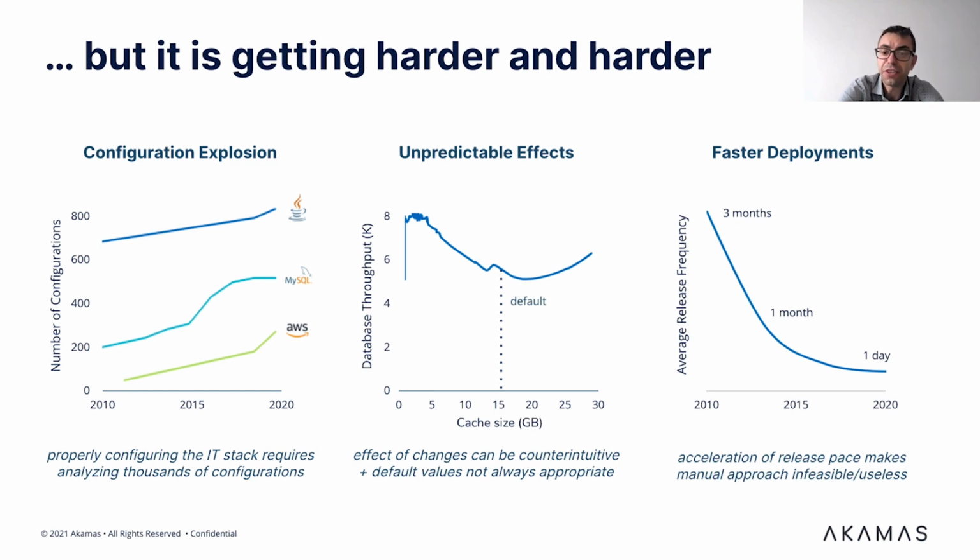Second, configuration can have unpredictable effects. In this example, allocating less memory to a MongoDB database made it run much faster, which is pretty much the opposite of what we have been doing. Third, release velocity is increasing. So this is well known for SRE. It's worth mentioning that it has negative impact on performance tuning, which is largely a manual task done by experts, and as such, it takes a lot of time.